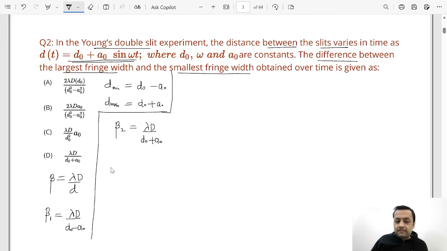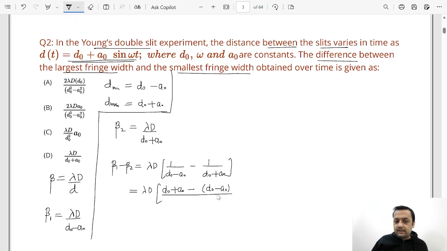So beta will become minimum, and now we can quickly find the difference, beta 1 minus beta 2. That will be lambda D upon 1 upon d naught minus a naught minus 1 upon d naught plus a naught. So how much does this become? If you take the LCM, this will be d naught plus a naught minus d naught minus a naught, divided by a minus b into a plus b, which you can apply here. So that will become d naught square minus a naught square.